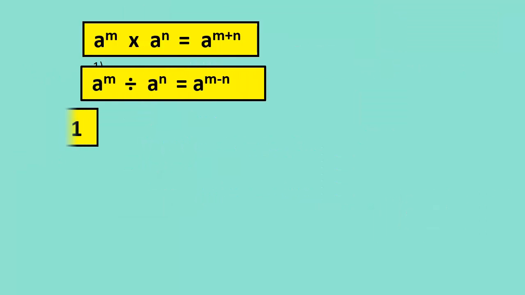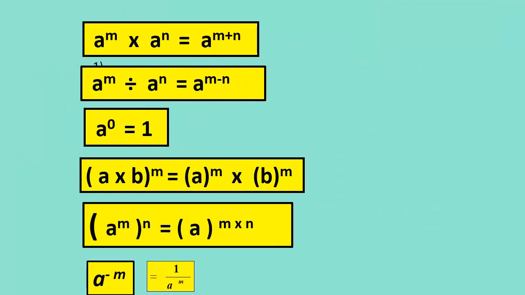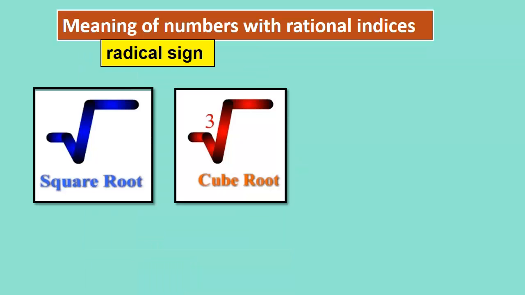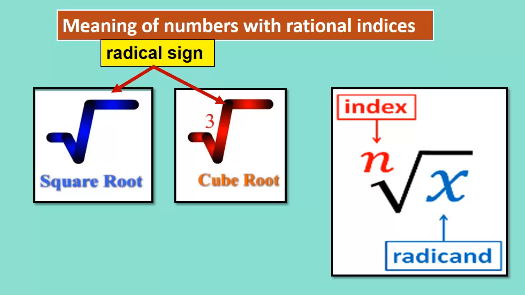Okay. All the rules again in front of you. Look at these rules. You have to remember for the next. Meaning of numbers with rational indices. You have seen this sign square root and this is known as cube root. Now these two are known as radical sign. And we write in general for any number. So in this radical sign, x is radicand and n is index. Clear? So this is your radical sign and x is radicand and n is index.